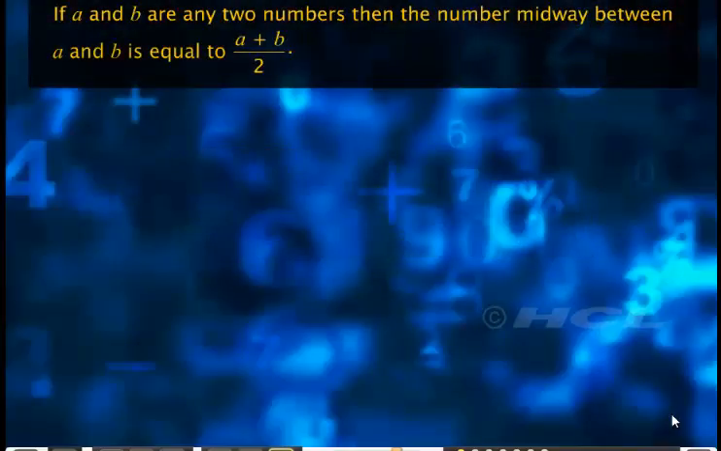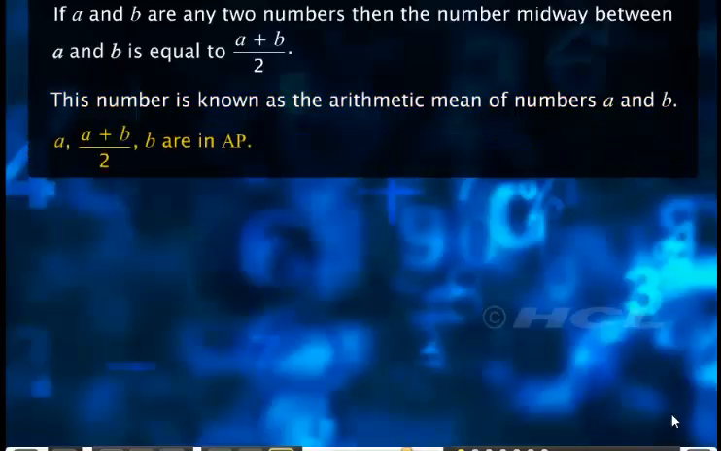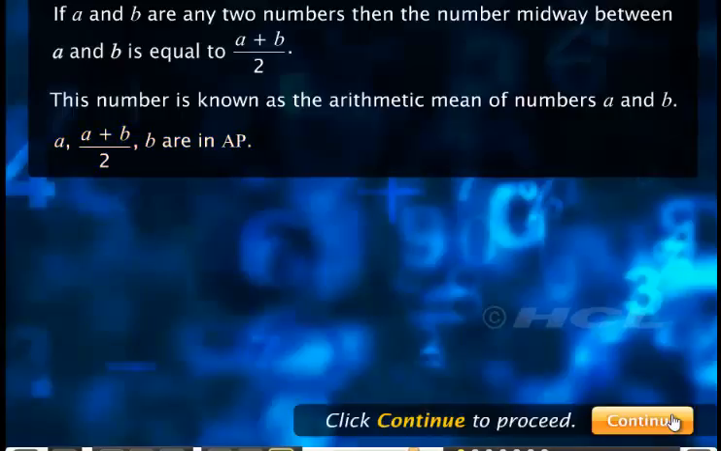Hence, we can generalize that if A and B are any two numbers, then the number midway between A and B is equal to (A + B)/2. This number is known as the arithmetic mean of numbers A and B. Further, when the middle number is placed between the given numbers A and B, this forms a sequence in AP. Let's explore the arithmetic mean a little further.